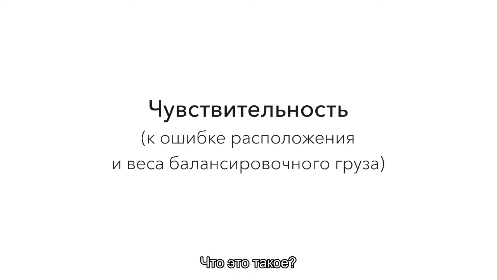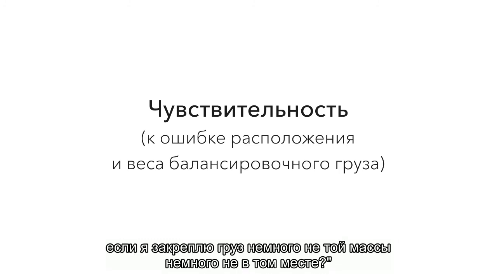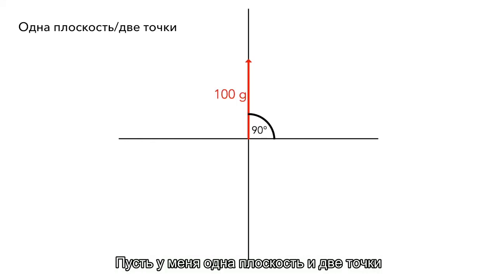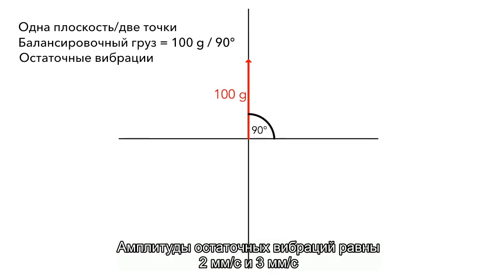The advanced balancing gives also the sensitivity information of results. What is it? It means what would be the residual values when I mount the masses with some error in position and weight. I use the example again. I have one plane and 2 points. The result is 100 grams mass weight and 90 degrees angle position. The residual amplitudes are 2 and 3.